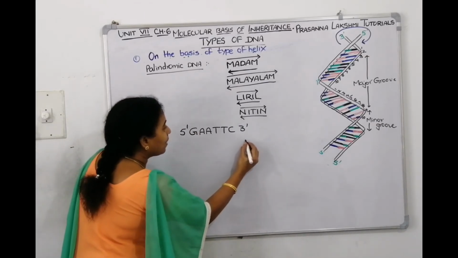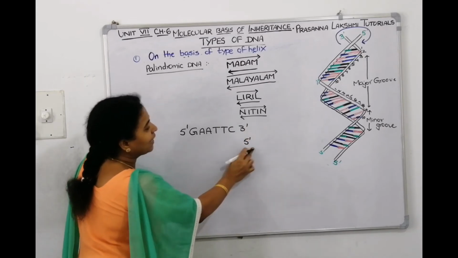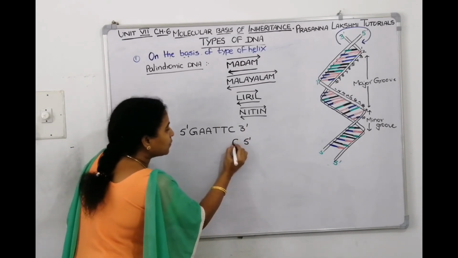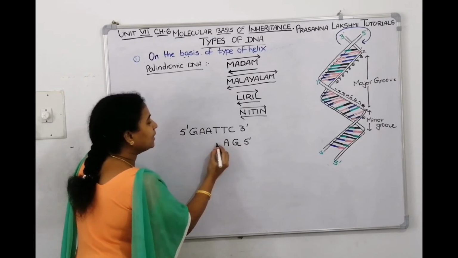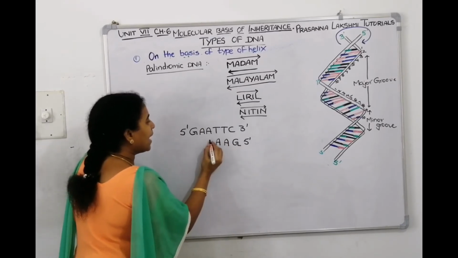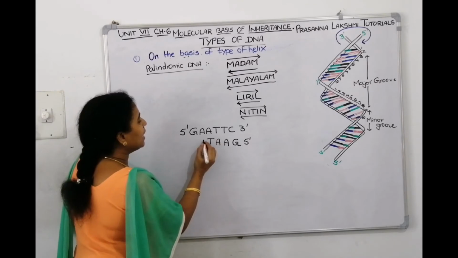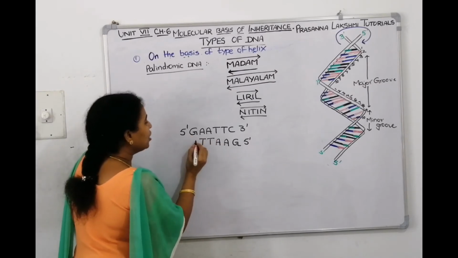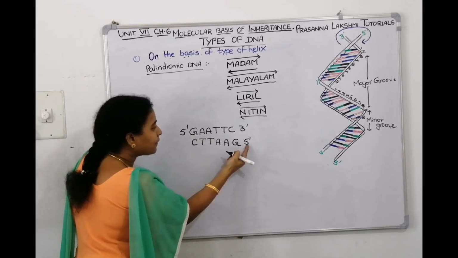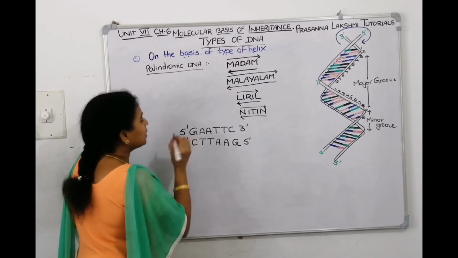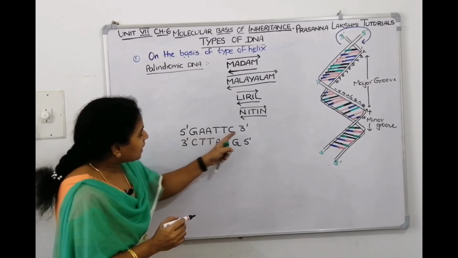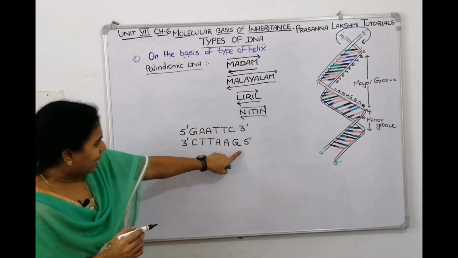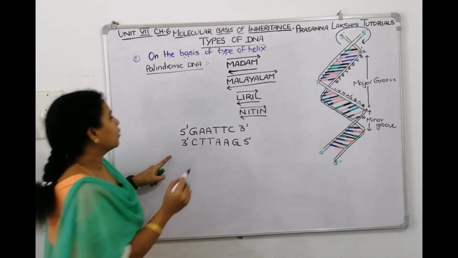So here you will come with 5'. Opposite to 3', 5' will be there. C pairs with G, T pairs with A, again T pairs with A, A pairs with T, and G pairs with C, and since it is 5', this end will be 3'. So if you just see, GAATTC this side, and read in this manner, GAATTC in this manner also.